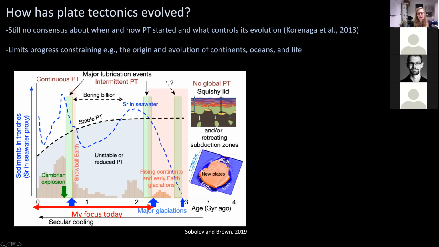If we look at this figure from Sobolev and Brown, 2019, we can see that in the Hadean and the Archean, we think there was no global plate tectonics as we know today, and instead potentially a squishy lid regime and/or retreating subduction zones. After this period, it's thought there's intermittent plate tectonics. By these blue arrows, we see major glaciation events. And in the green rectangles, we see potential major lubrication events.